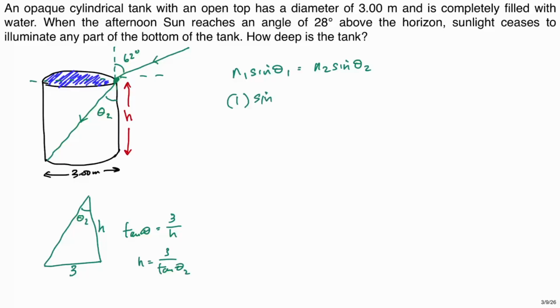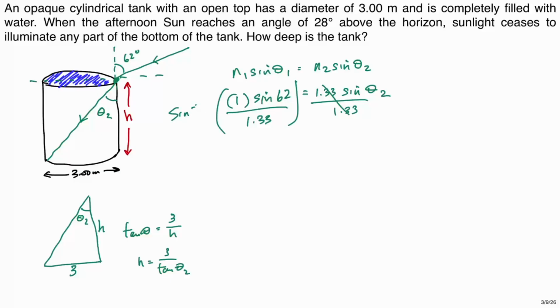Sine. What's our first angle? 62 degrees. N2 is water, 1.33. Sine theta 2. All right, I got to solve for sine theta 2. How do we solve for that angle if it's trapped inside of a sine function? Yeah, we got to take the inverse sine, right? So divide both sides by 1.33, and then this whole thing, I'm going to take the sine inverse of.